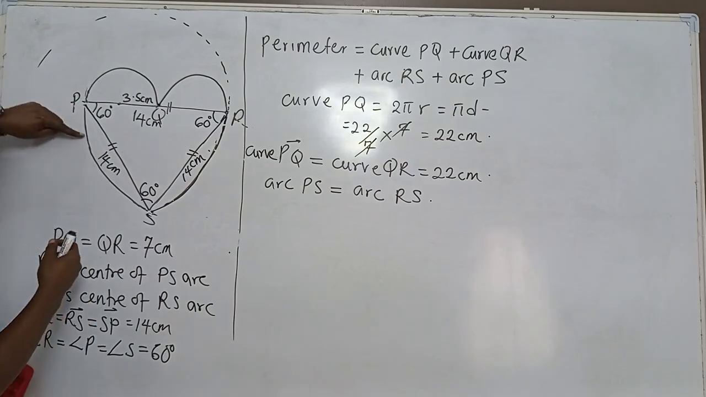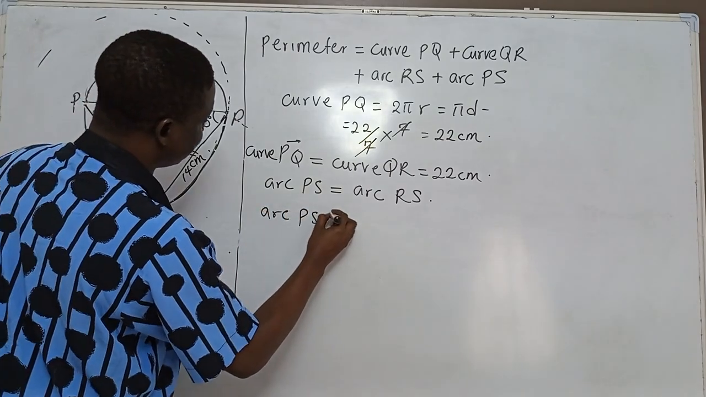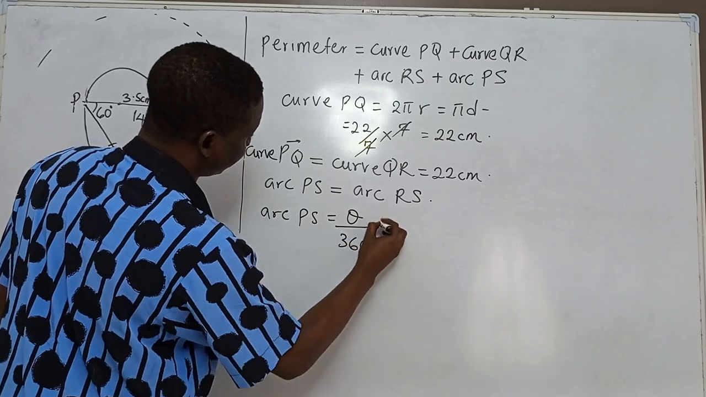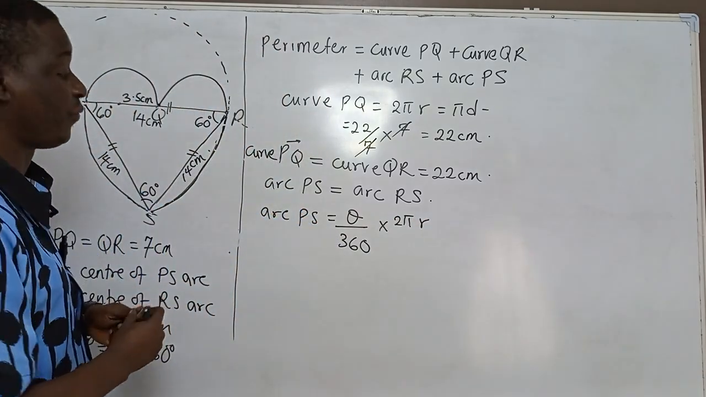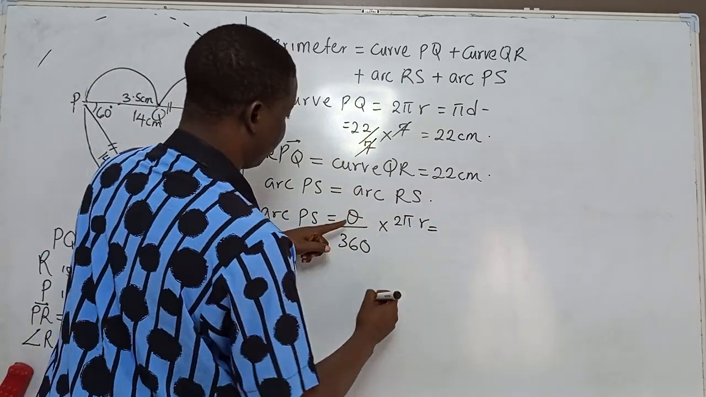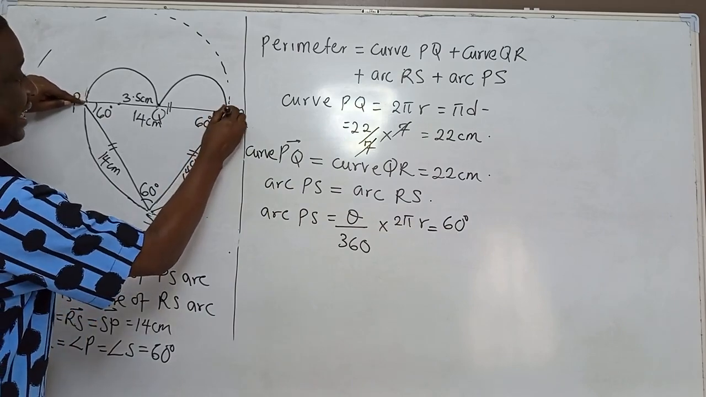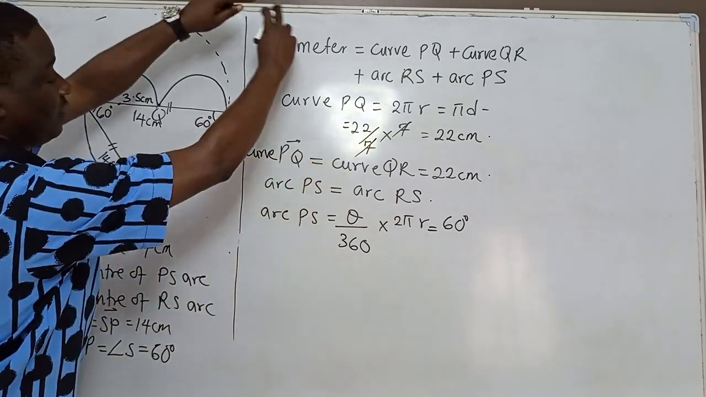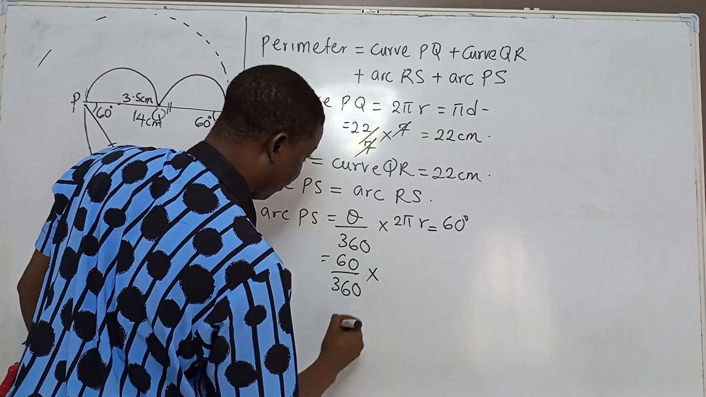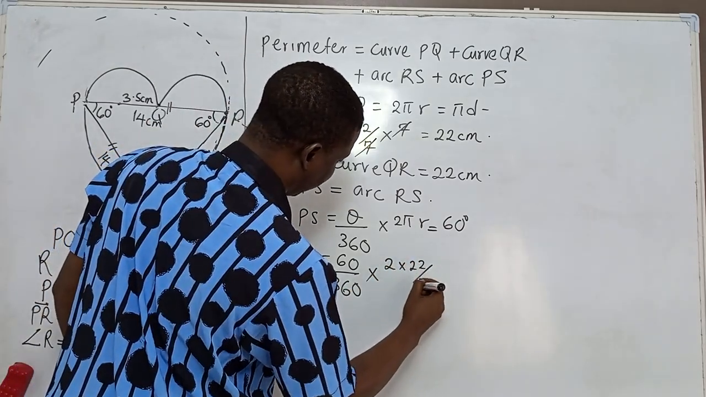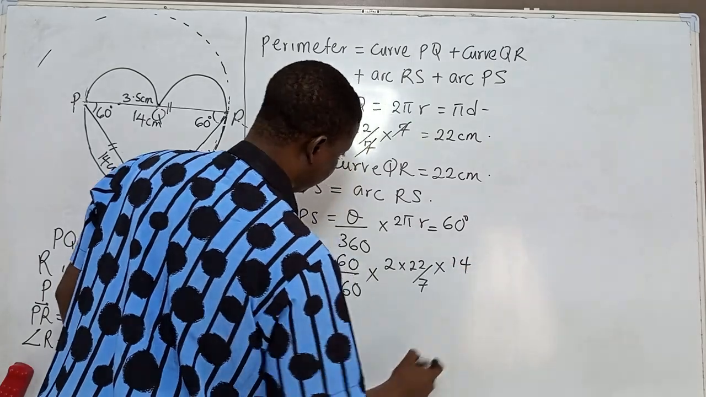And for you to calculate this arc, you need to use length of arc. What is the formula for length of arc? Arc PS is equal to theta over 360 times 2 pi r. That is the formula for length of arc. So that means we are going to have 60 degrees, the angle subtended by the arc PS at the center. This is the center of this particular circle, if it's properly drawn. So this one has 60 divided by 360 times 2 times 22/7 times the radius, which for this bigger one is 14. So 14 is the radius.